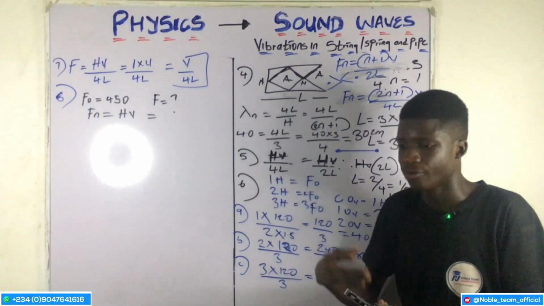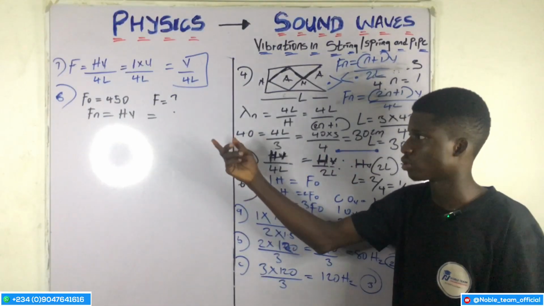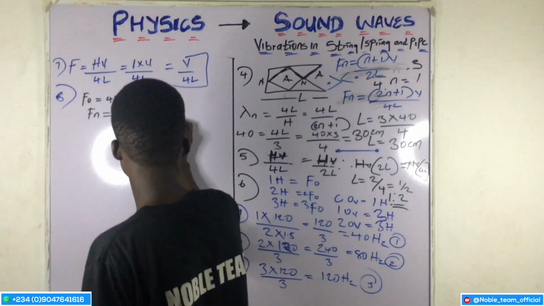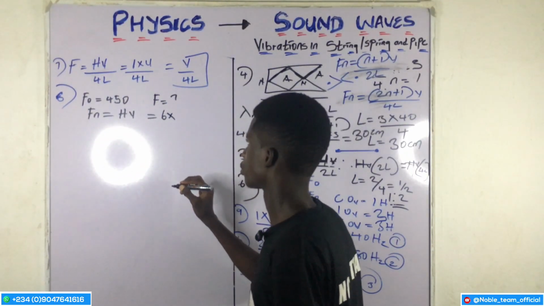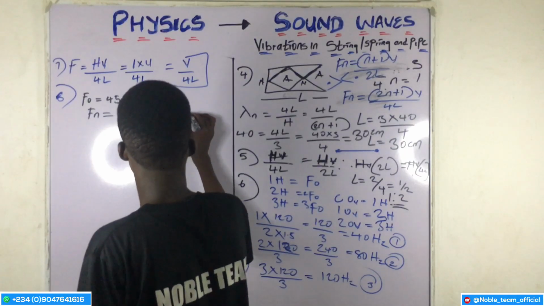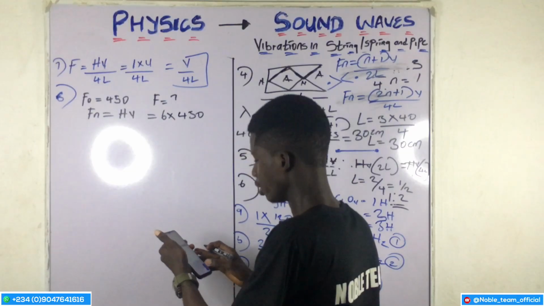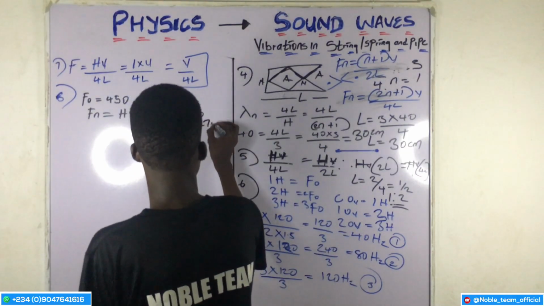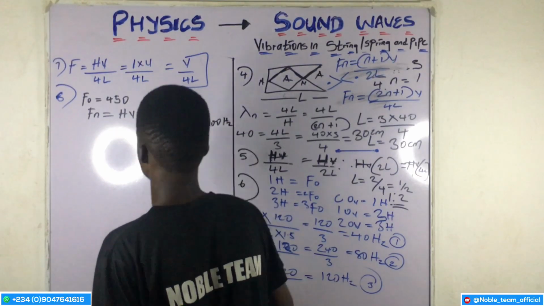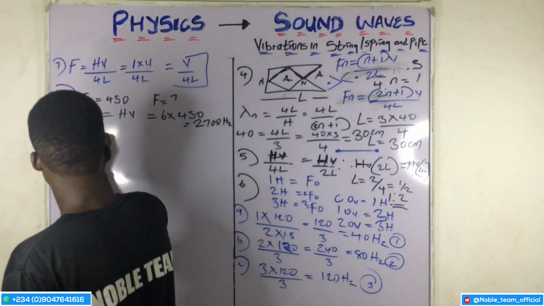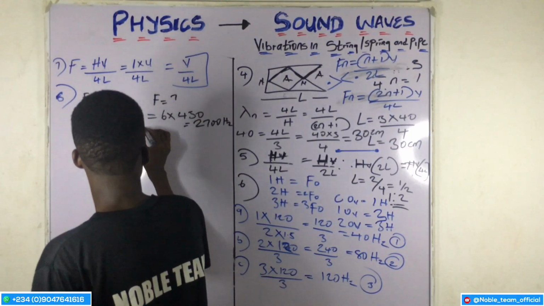So imagine that I have the fifth overtone. The next higher level number is going to be 6. So that is my harmonic, which is 6, times 450. So let's multiply. 6 times 450 is giving me 2,700 Hz.